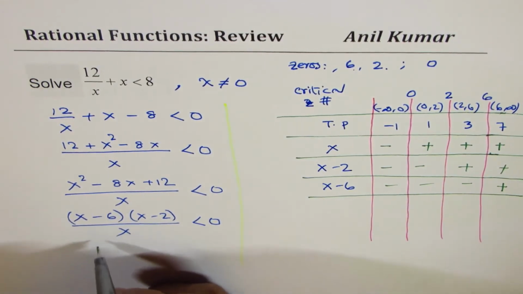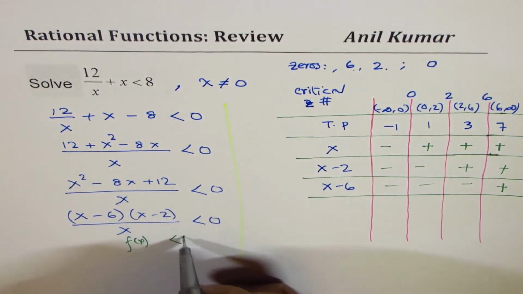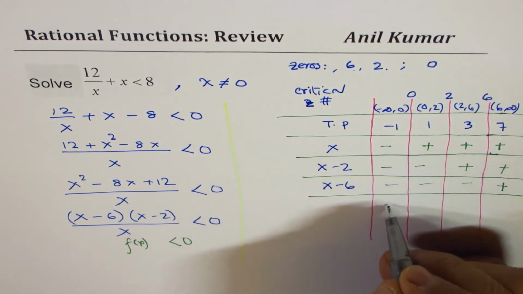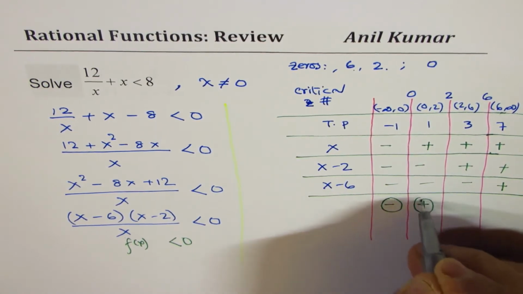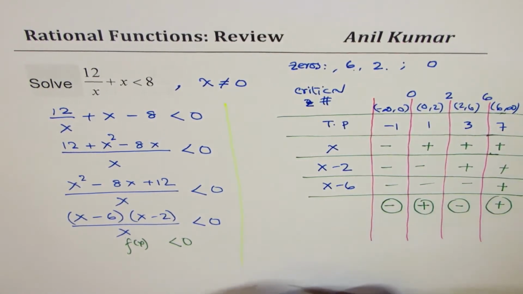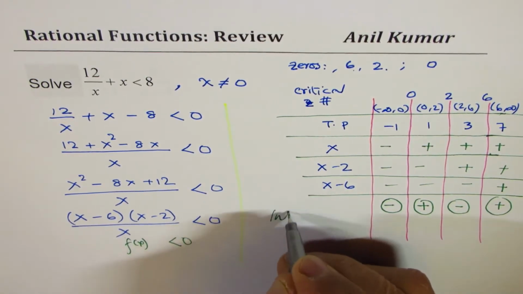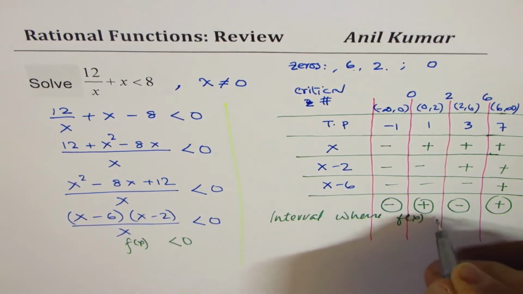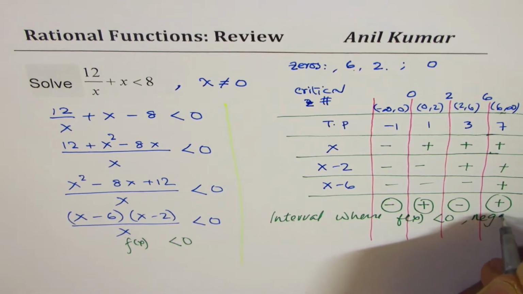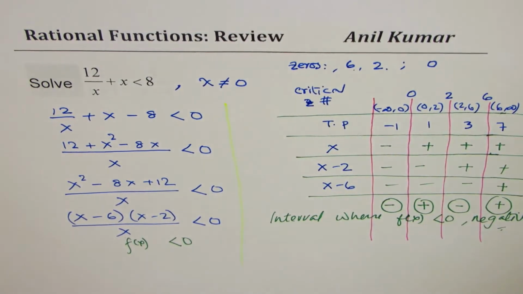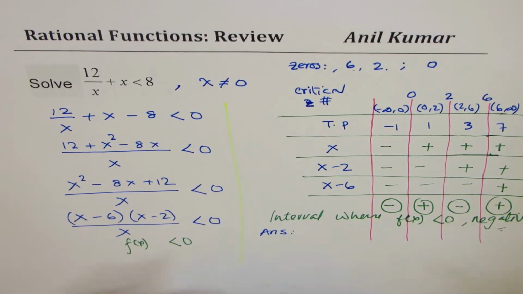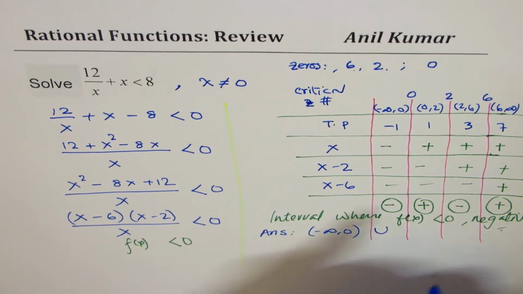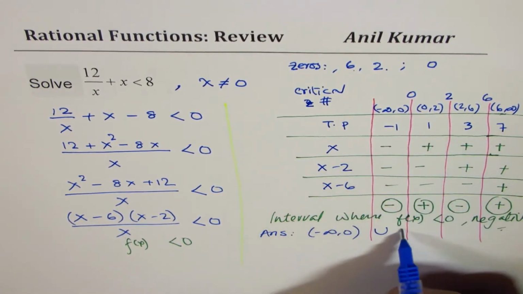Now we are looking for this function. Let me call this function f of x less than 0. So that means all this combined. 3 negatives will give us negative, 2 negatives will give us a positive, 1 will be negative, and that will be positive. We are looking for the interval where f of x is less than 0, or negative, right? So we get our solution, and we write down our answer as the interval from -infinity to 0, and also from 2 to 6.